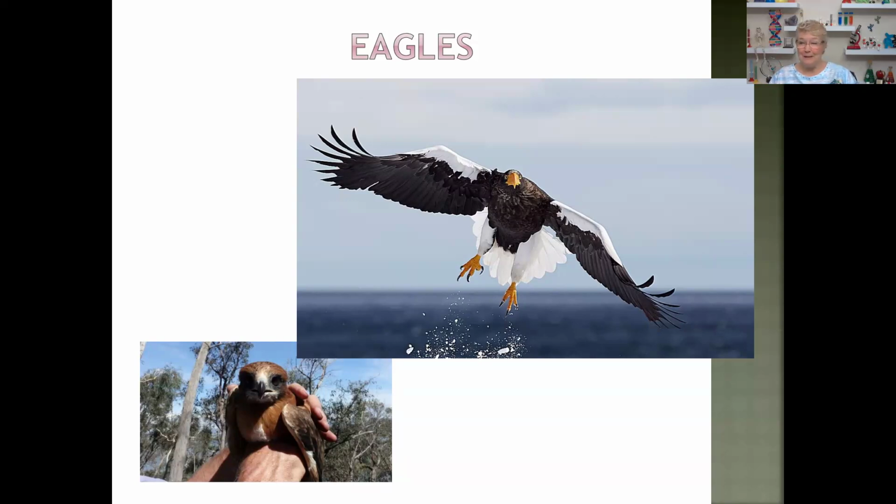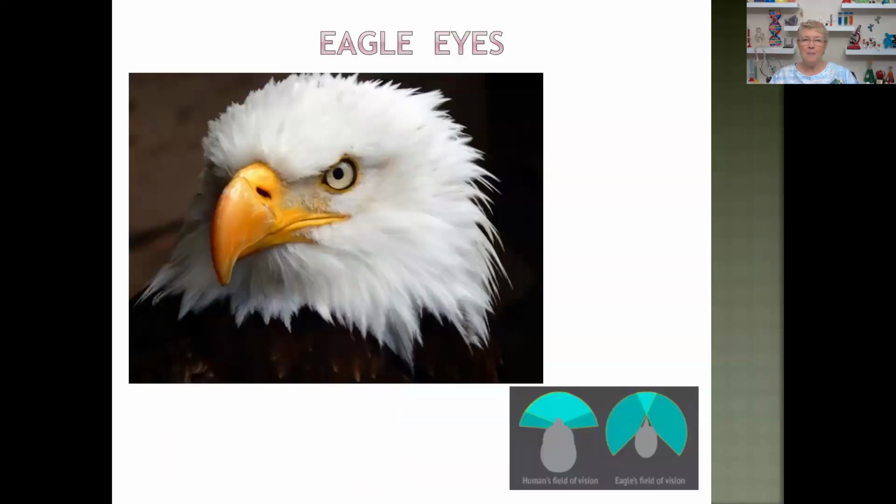Pretty big. Another thing that's interesting about birds of prey, they have excellent eyesight. It's estimated that their eyesight is up to 8 times better than ours. That means they can see a really long way to find their prey. And their eyes are huge compared to the rest of their body.